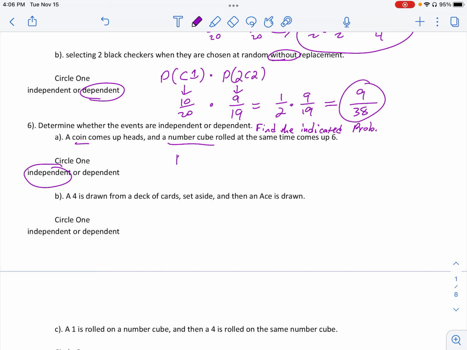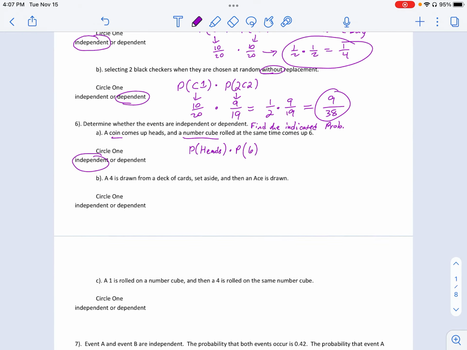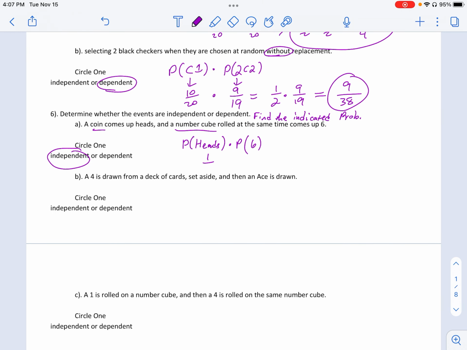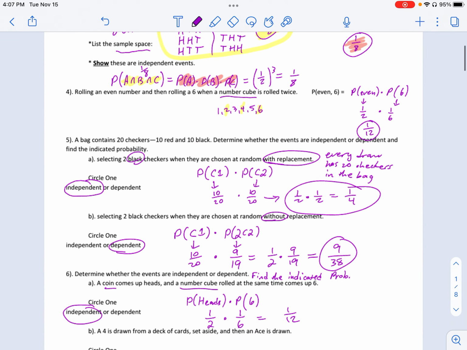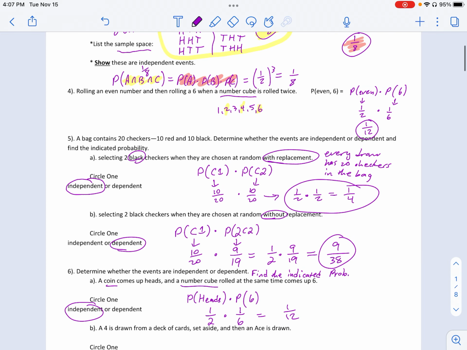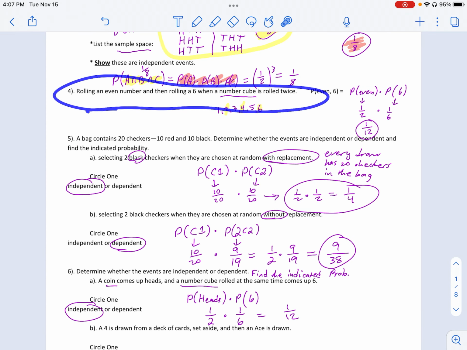So the probability of heads is the first event. Even though they're happening at the same time, you can still think of it as one after the other. And then the probability of a 6. So the probability of getting a coin to land on heads is 1/2, and the probability of a 6 on the dice is 1/6. So that's 1/12. Which is really, look at that. Isn't that really the same question as that right there?